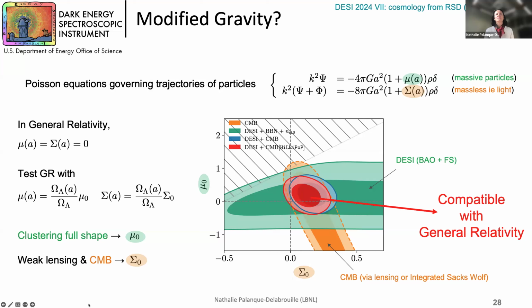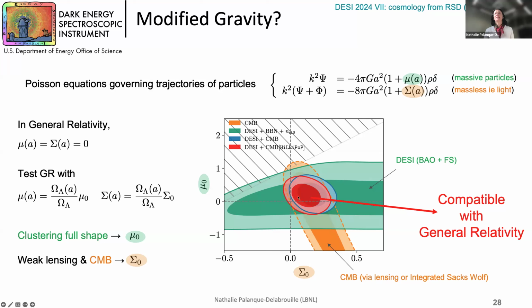To constrain sigma naught, on the other hand, you need a study that is sensitive to the trajectory of light or of photons. And this can be done in particular through the study of cosmic microwave background at late times, for instance, via the gravitational lensing of the CMB.